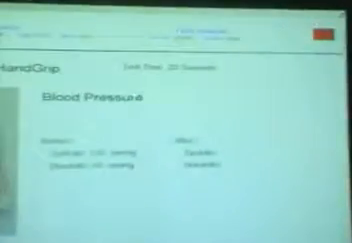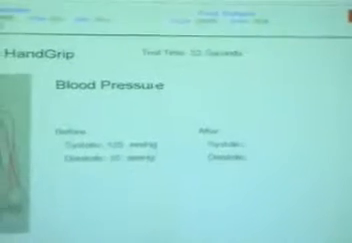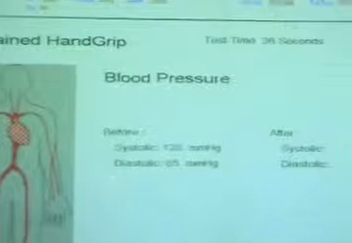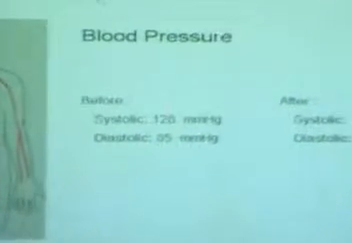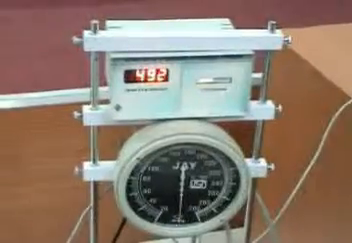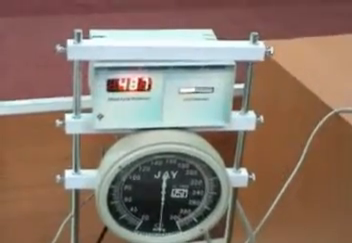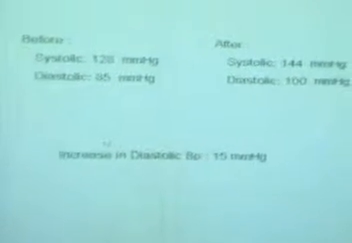Now the patient is already maintaining a sustained hand grip, and it has already gone for 31 seconds. In the meantime, when he was not holding the instrument, his systolic and diastolic BP was 128/85. Now you can see this is a hand grip indicator which shows a value of 487 to 490. Now the sustained hand grip test is completed. Now you can see that there is an increase in diastolic blood pressure of 15 mmHg, which is within normal limits.